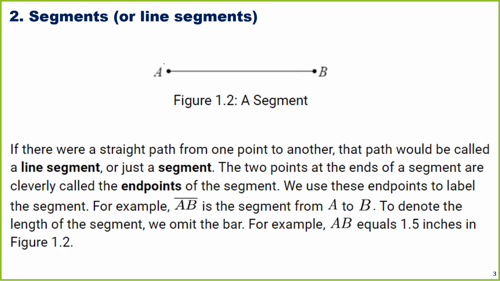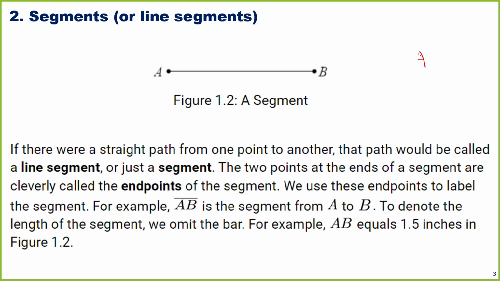If there were a straight path from one point to another, that path will be called a line segment, or just in short, a segment. The 2 points at the end of the segment are called endpoints of the segment. Usually we'll use these endpoints to label the segment. For example, if you just want to label the segment itself, we use a short bar above the 2 endpoints here, AB, with a bar on top of it. But if you only want to label the length of this segment, usually you can omit a bar, okay?